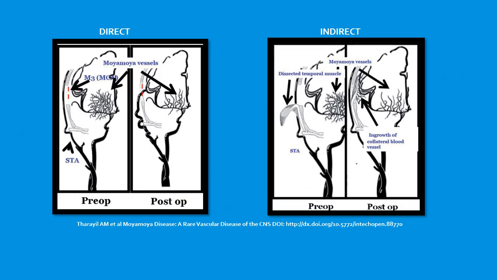Here the figure on the left shows the direct surgical procedure with creation of an anastomosis between the superficial temporal artery and the middle cerebral artery, while the figure on the right shows the indirect method with placement of vascularized tissue on the surface of the brain.